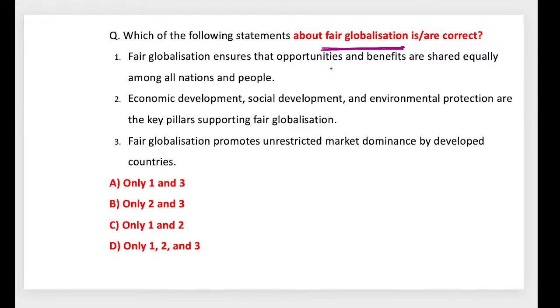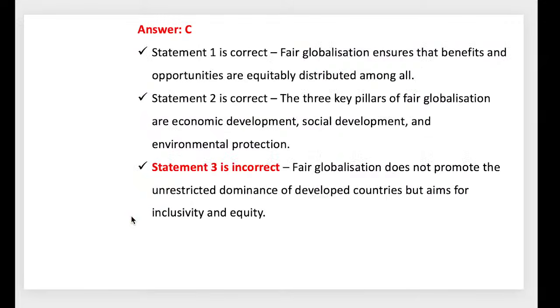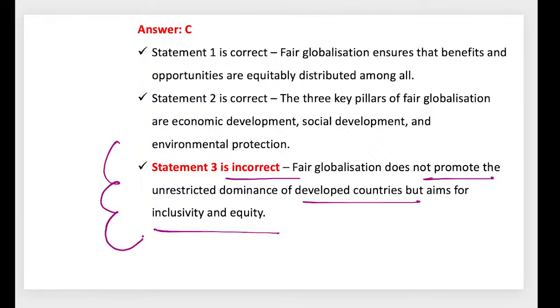Fair globalization ensures opportunities and benefits are shared equally among the nations. Economic development, social development, environmental protection are the key pillars of fair globalization. Fair globalization promotes unrestricted market dominance, no. There should not be any sort of dominance from any part of the economy, whether it is developed or underdeveloped. 1 and 2 means option C will be the right answer for this particular one. Correct? Fair globalization does not promote the dominance of developed countries, but it aims at inclusivity and equity. That is the right one.